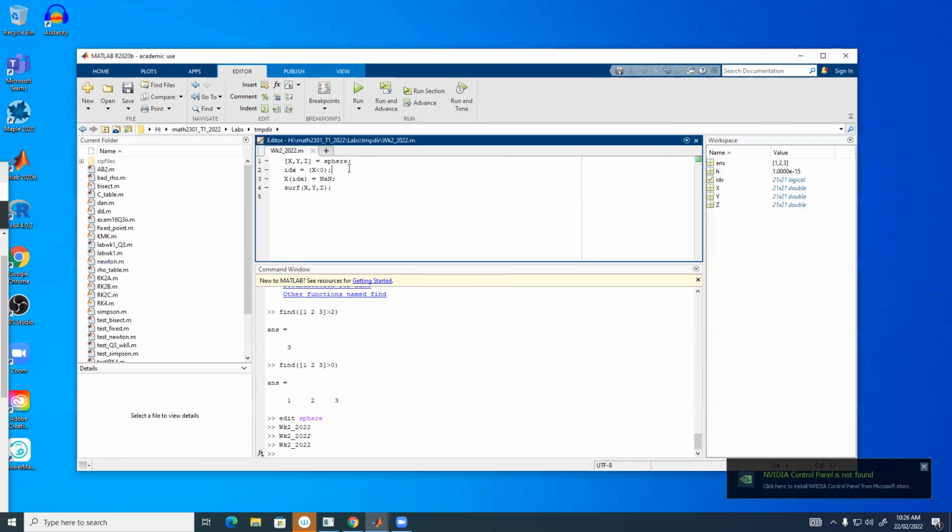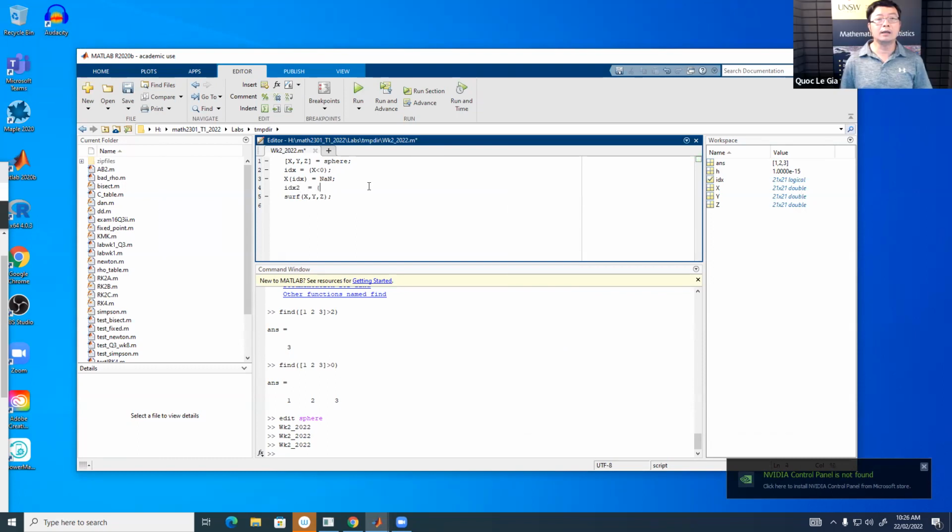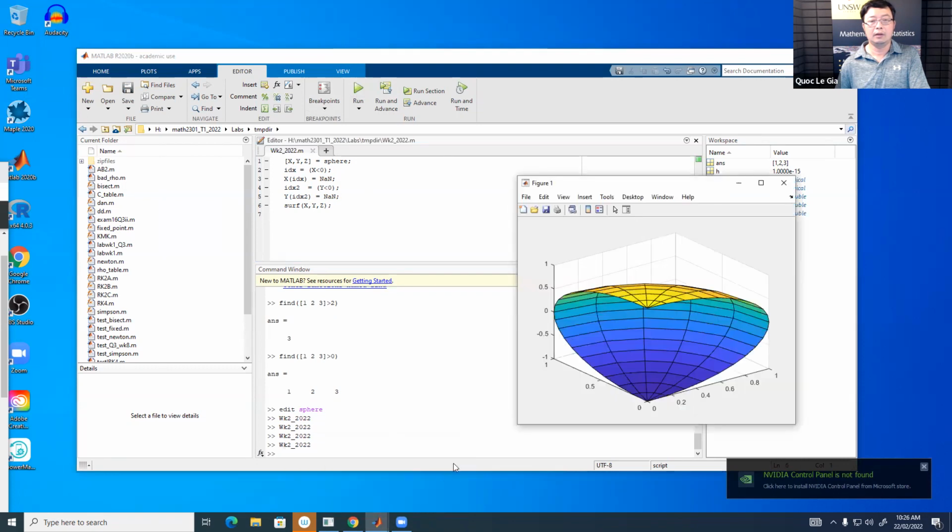Okay, so maybe let's suppose I try another way. IDX2 is when y is less than 0, right? Then I set y at IDX2 equal to not a number. Okay. Now see what happened. If I run it, does it look correct?